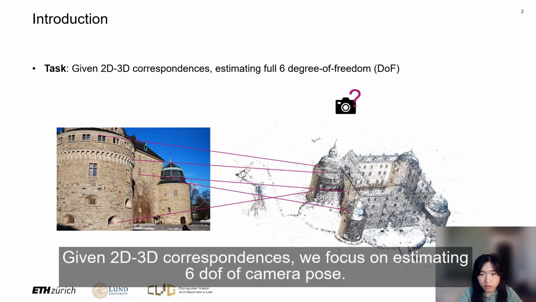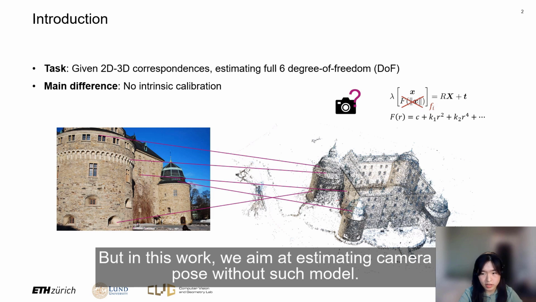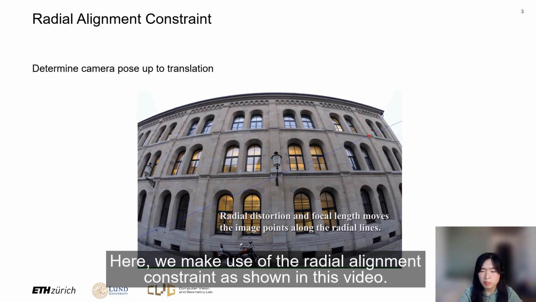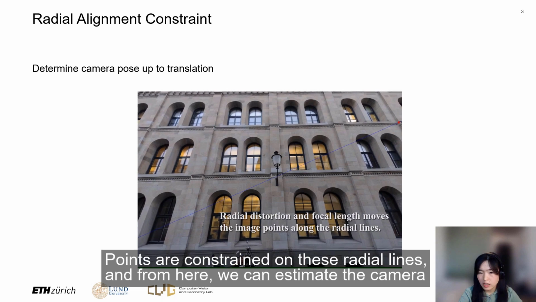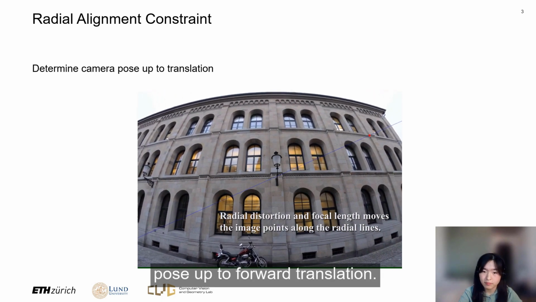Given 2D-3D correspondences, we focus on estimating the 6 degrees of freedom of camera pose. The camera intrinsics are usually modeled with a low-dimensional parametric model, but in this work, we aim at estimating camera pose without such a model. Here, we make use of the radial alignment constraint as shown in this video. Points are constrained on these radial lines, and from here, we can estimate the camera pose up to forward translation.